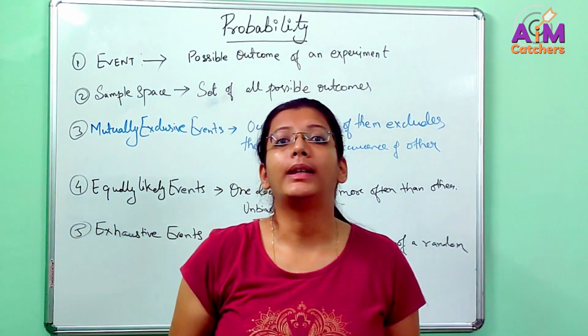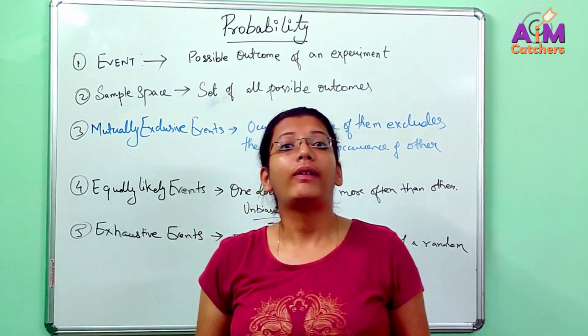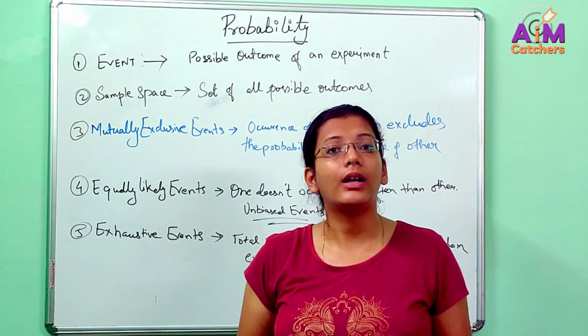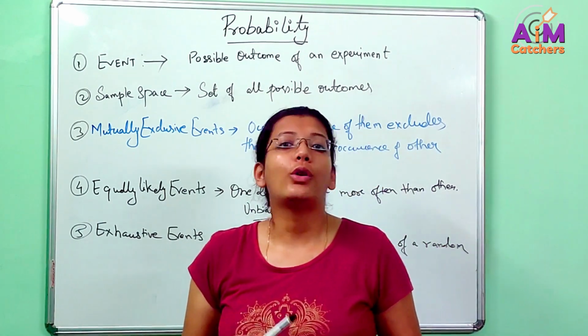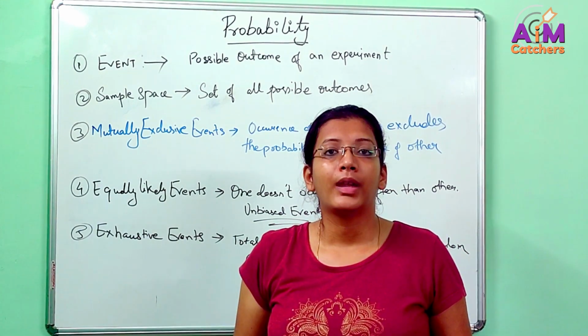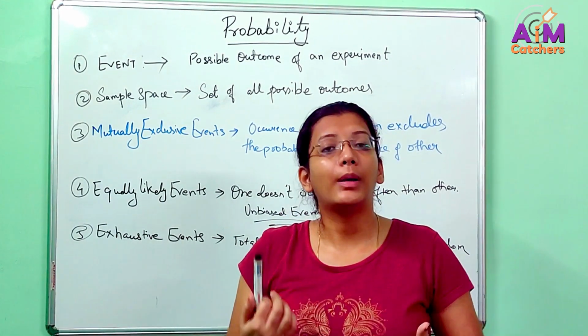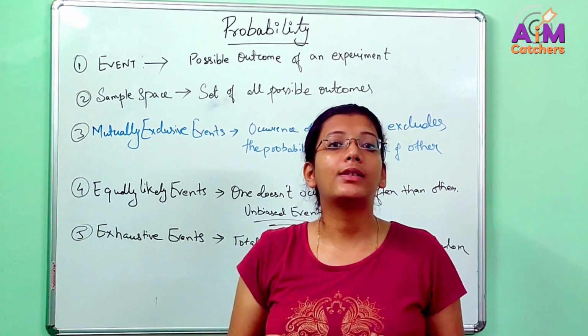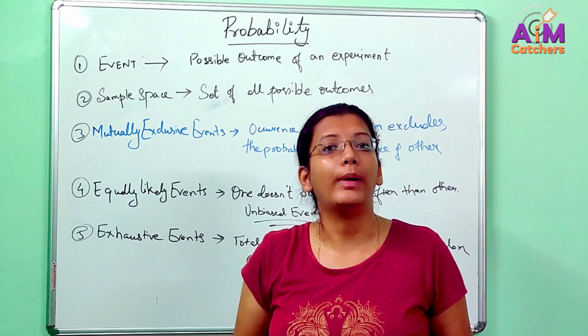First, what is probability? In probability, we try to calculate the chances of the occurrence of an event. Suppose you toss a coin. You don't know whether head will come or tail will come. So we need to guess the chances of head coming or the chances that tail would come. That is probability. The chances of occurrence of any event is called probability.